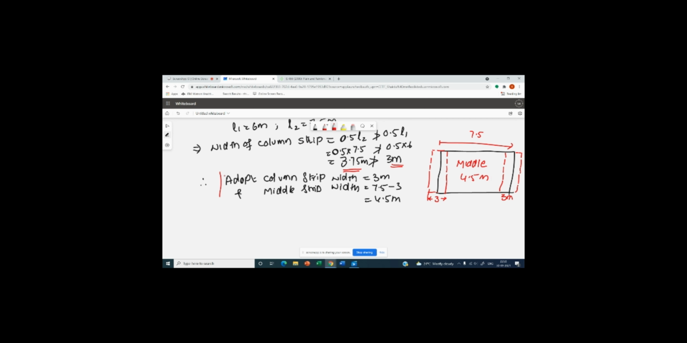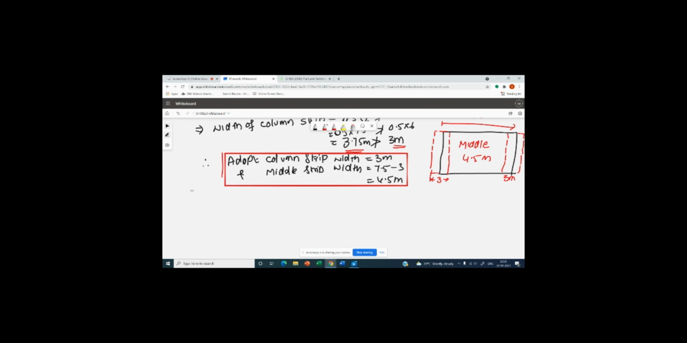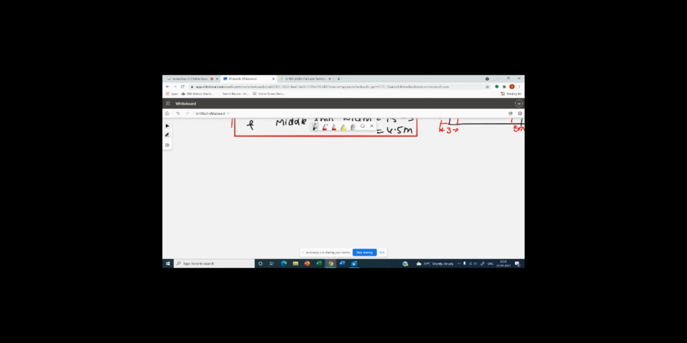I hope it is clear how to adopt, because we have to distribute the bending moments and the area of steel. We have to design the area of steel on these column strips. So this is how we have fixed up. Now we will go to the calculation of bending moment. Before finding the bending moment using IS clause 31.4.2.2, we have found what L1 is, what L2 is, the clear spans, and the width of strips. So now we can determine the bending moments.